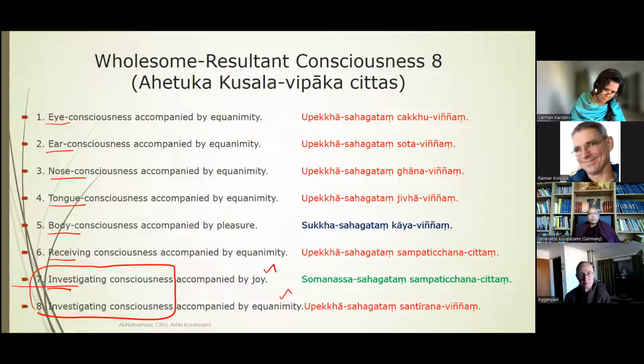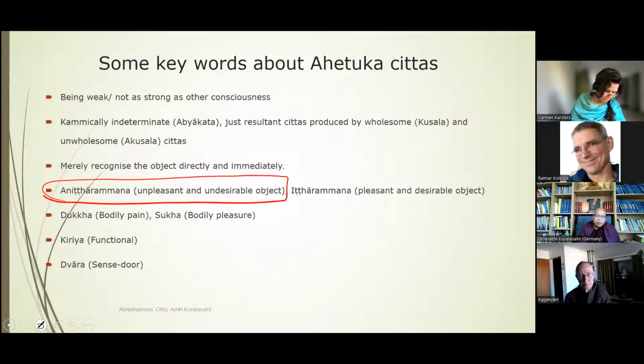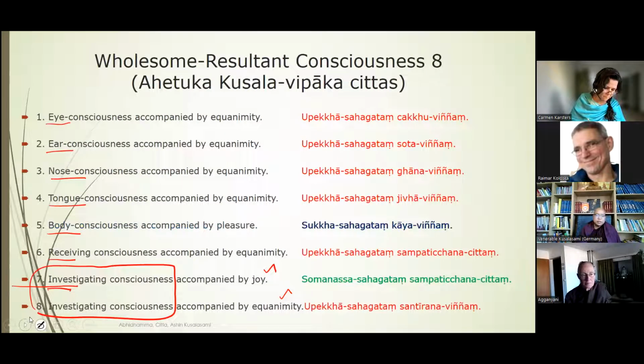So these 8 consciousnesses appear when we have the ittha ramana, a pleasant and desirable object. It means if you see a pleasant, beautiful, desirable object, this is not because of others, but because of your good karma in the past. This is very important to apply in your family or in your society. When people get something good or bad, they blame others. Actually, according to the Abhidhamma, we should not blame others. It is because of our bad karmas.